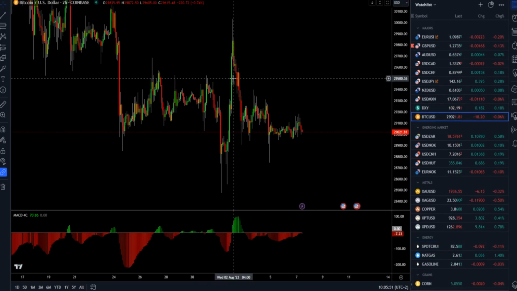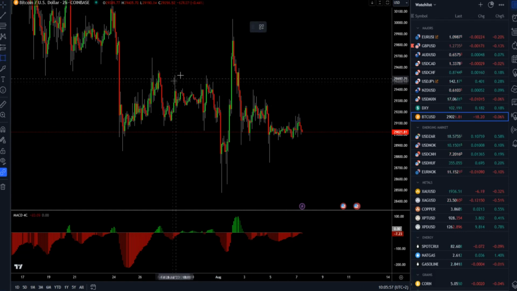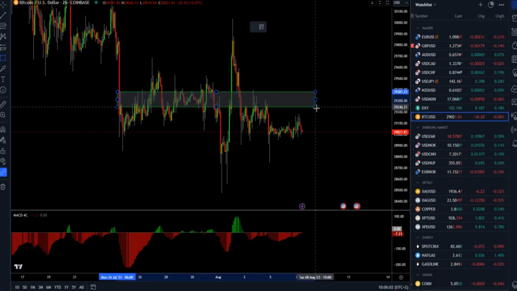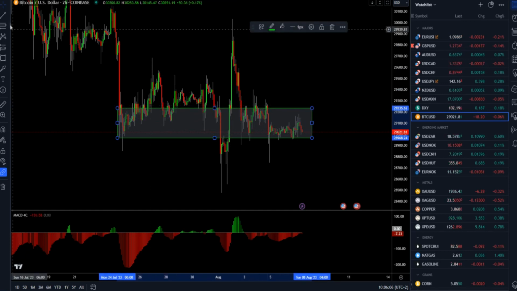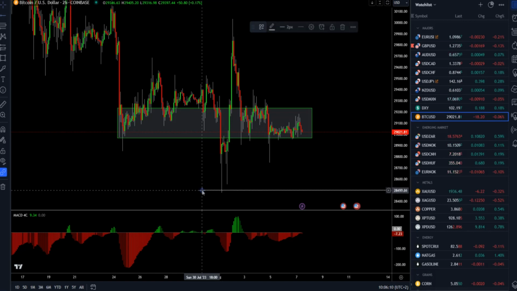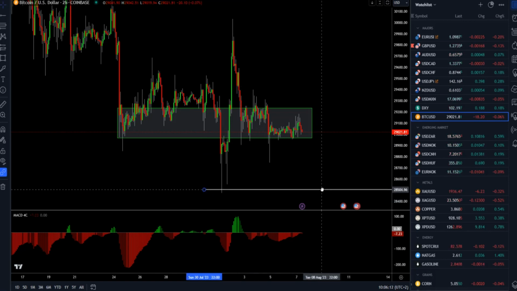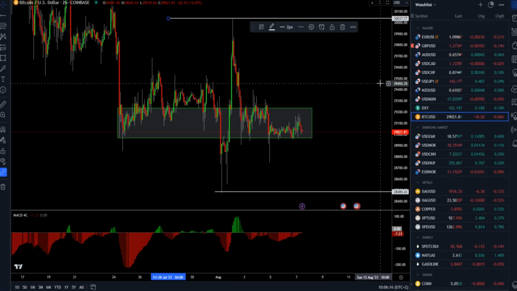And speaking of the Bitcoin versus US dollar, this is a gigantic consolidation. So we have quite a big consolidation that is happening. Nothing really changed. We still have the major pivots intact. So we have the pivot extreme low at 28,500 mark and extreme high here at 30,000 mark.